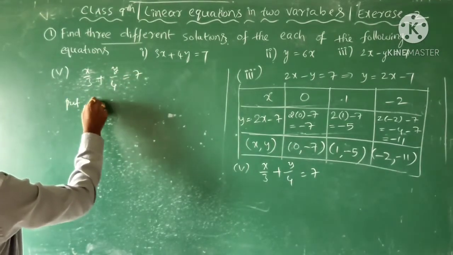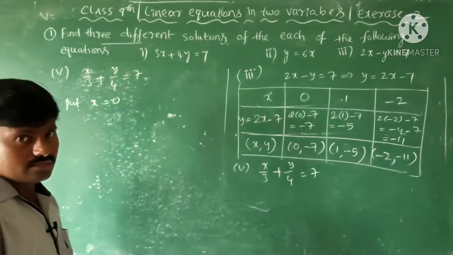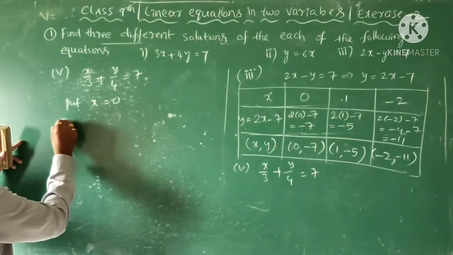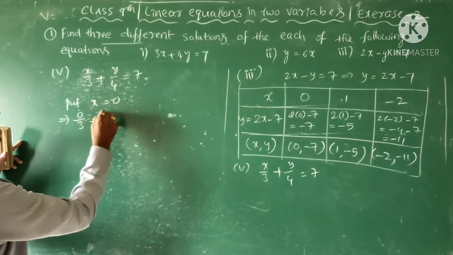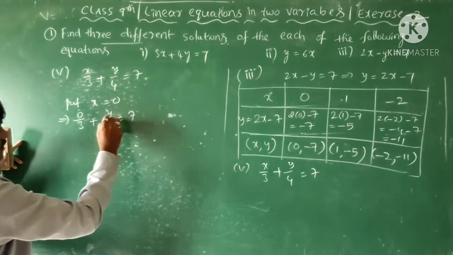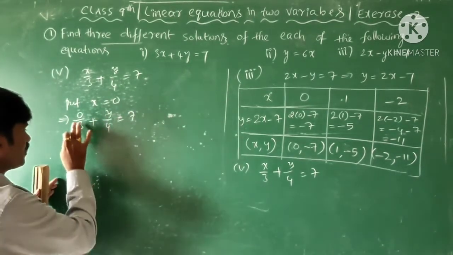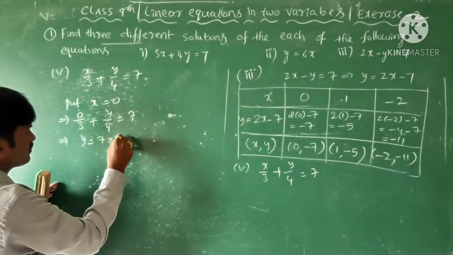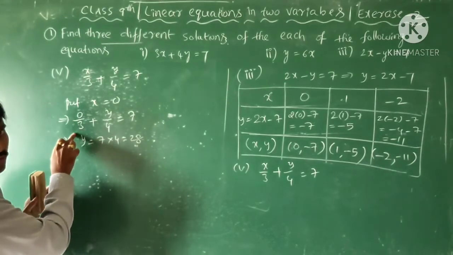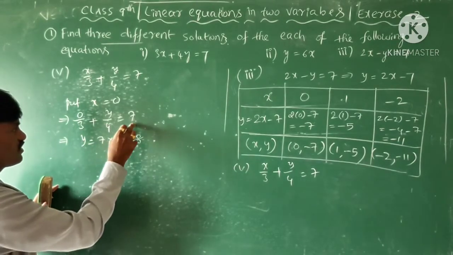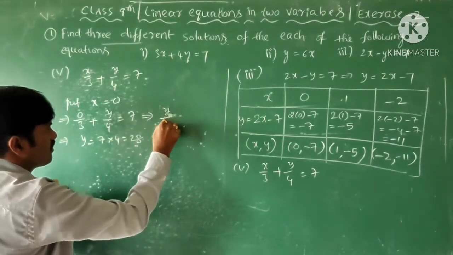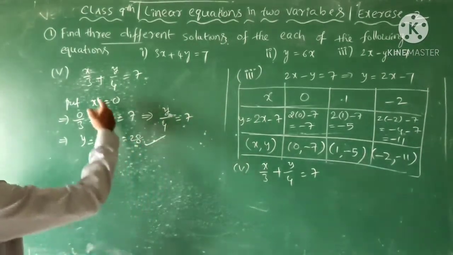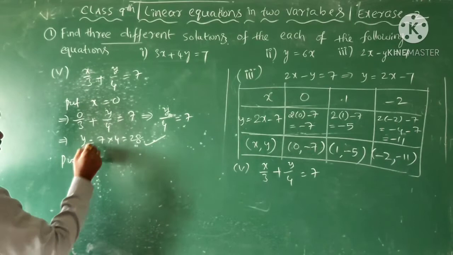First put x is equal to 0. By putting x value 0, it becomes 0 by 3 plus y by 4 is equal to 7. Since 0 by 3 is 0, y by 4 is equal to 7. Then y is equal to 4 times 7, that is 28. Clear. Now putting x value 0 is completed.